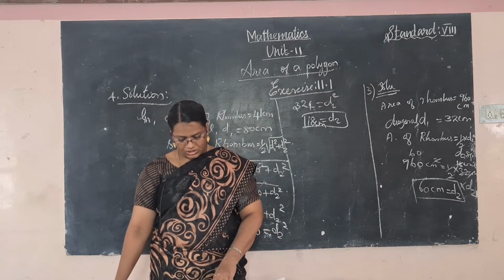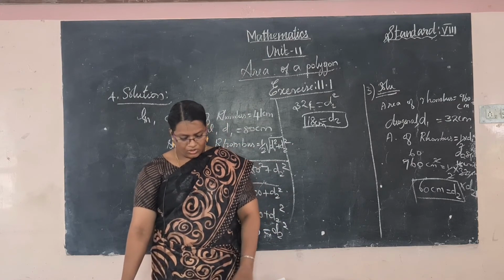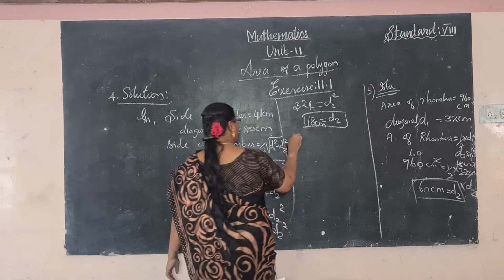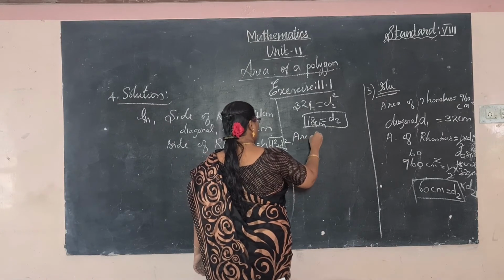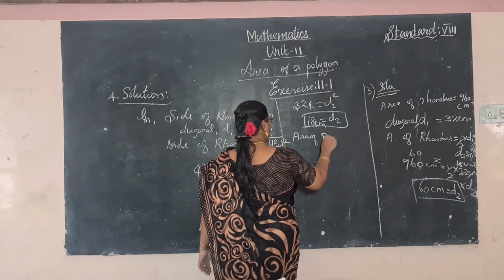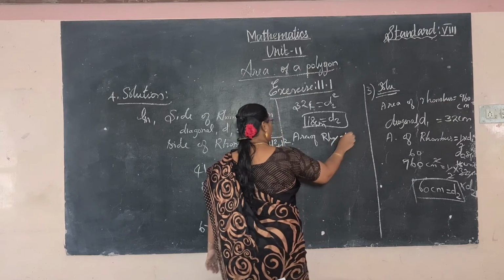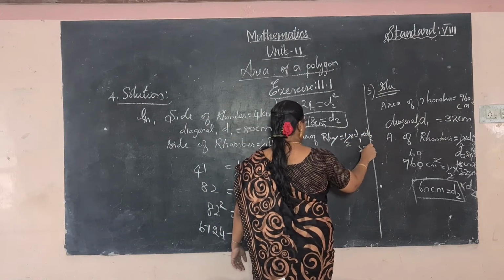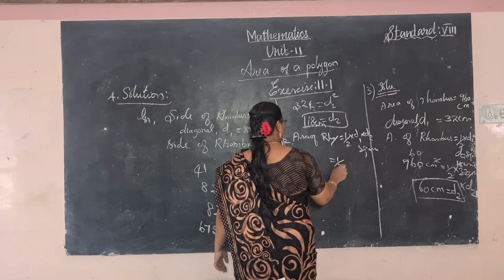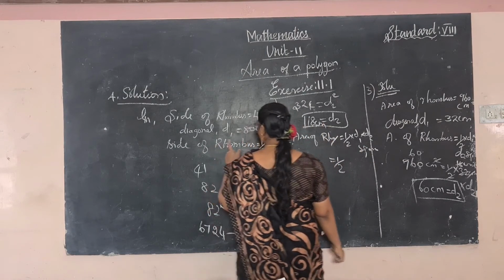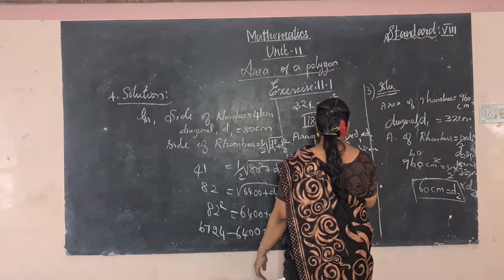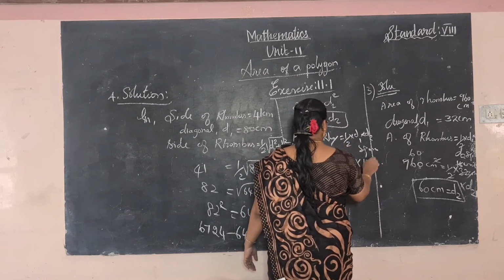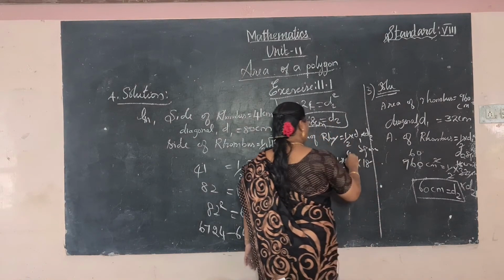Now we have to find the area of the rhombus. What is the formula? Area of the rhombus is equal to half into D1 into D2 square units. So half into D1, whose value was 80, into D2, whose value was 18. So 40.